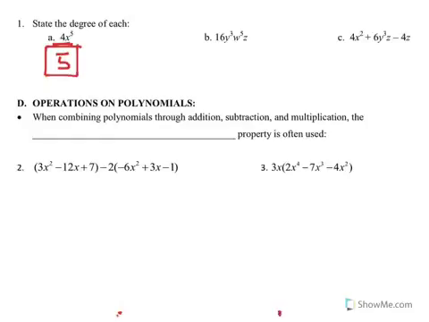Here's another monomial. If we're going to find the degree of this one, we're going to have to add, or take the sum of, all the exponents. Remember that this z actually has a 1 for his exponent. So that's going to be 3 for the y, 5 for the w, and 1 for the z. So the degree here is going to be 9.